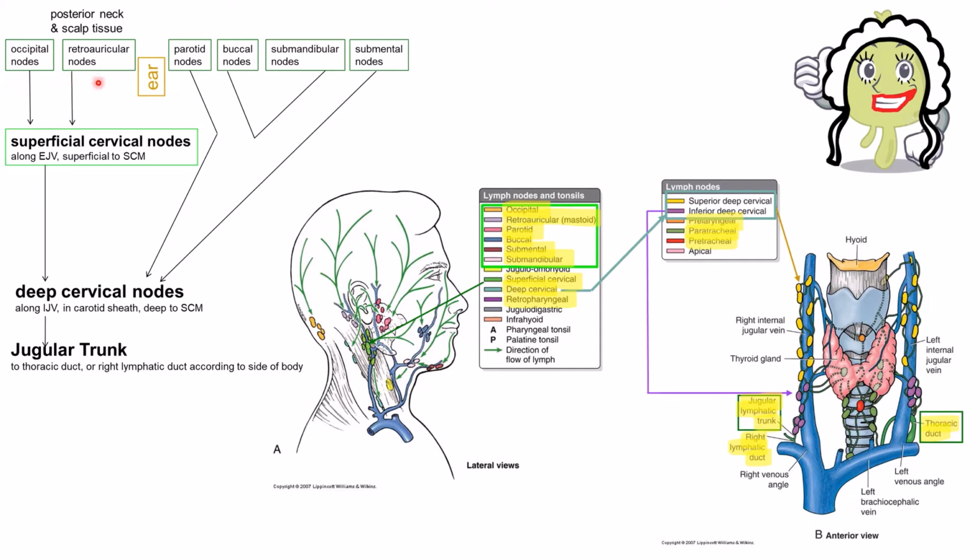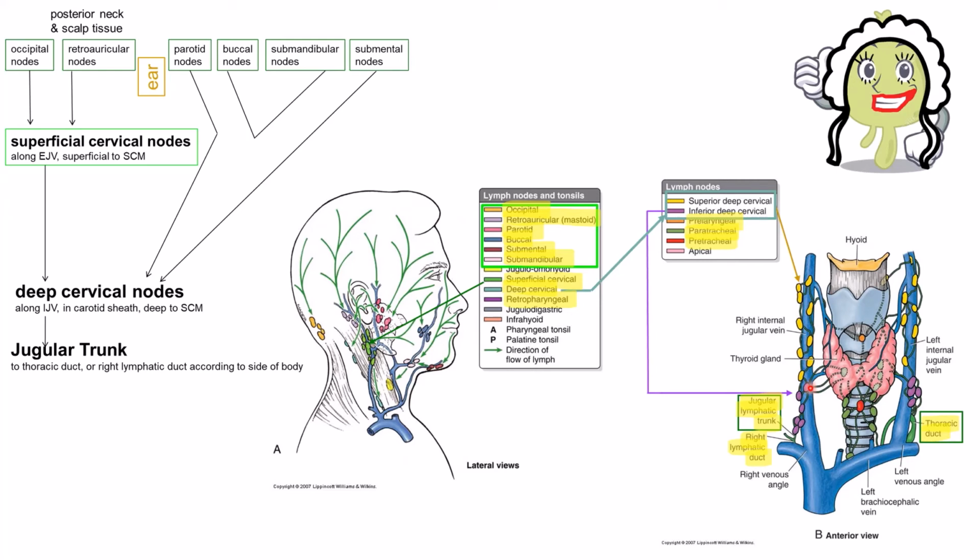The superficial nodes, located posterior to the ear, including the occipital and retroauricular nodes, drain into the superficial cervical nodes, located along the external jugular vein, before draining into the deep cervical nodes, located along the internal jugular vein within the carotid sheath. The superficial nodes located anterior to the ear, which include the parotid, buccal, submandibular, and submental nodes, drain directly into the deep cervical nodes.